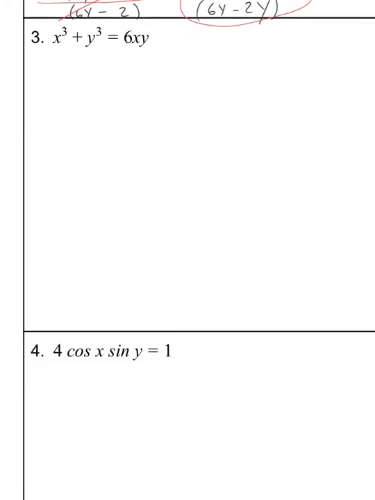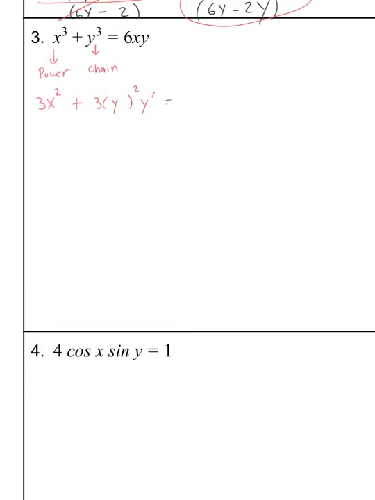Number 3, when we take the derivative of the first term, we use the power rule because there's only an x in it. So the derivative of x cubed using the power rule is 3x squared. Then we keep going. The second term, we must use the chain rule because there's a y in it. So the derivative of the outer is 3 times something squared. The inner as is y, and the derivative of the inner is y prime. So the derivative of y cubed, implicitly using the chain rule, is 3y squared y prime.